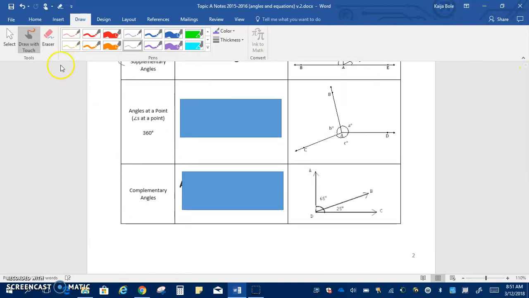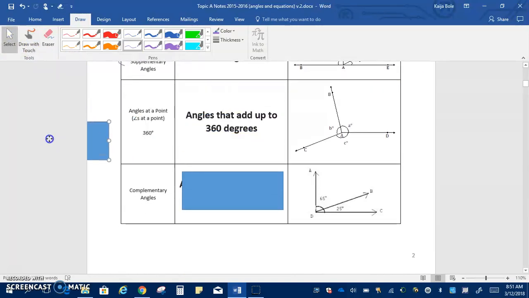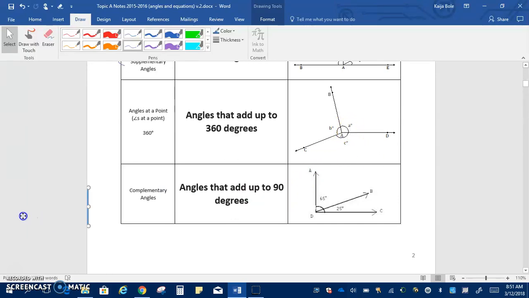The next one is angles at a point, and that's just angles that add up to 360 degrees. So if you go all the way around, it'd be 360, so that's how you know what they add up to. And then the last one here is complementary angles. And complementary angles are angles that add up to 90 degrees. So whenever you have a right angle, however many angles there are inside, those are complementary.